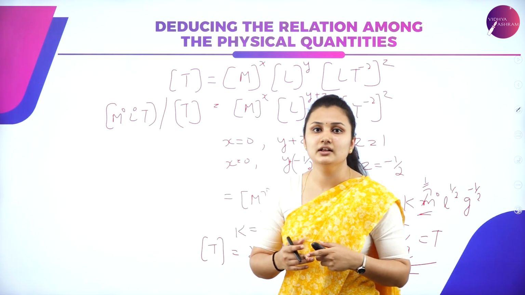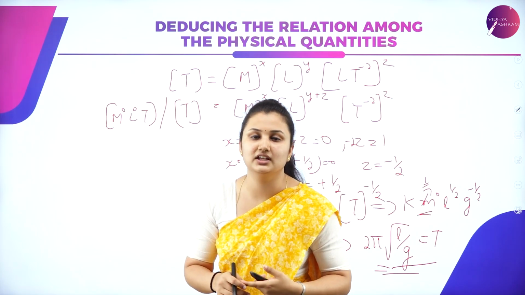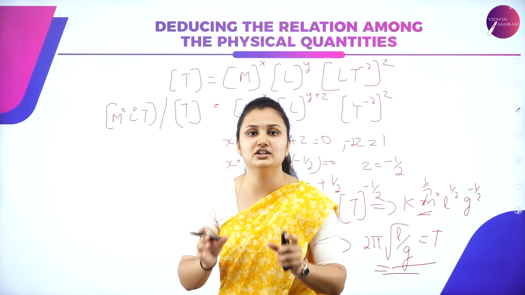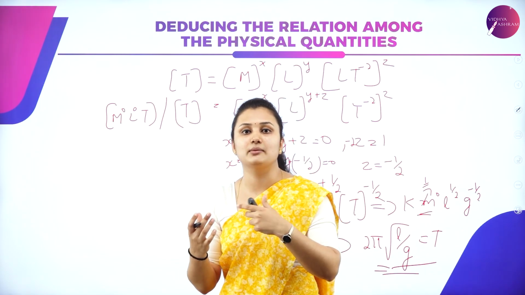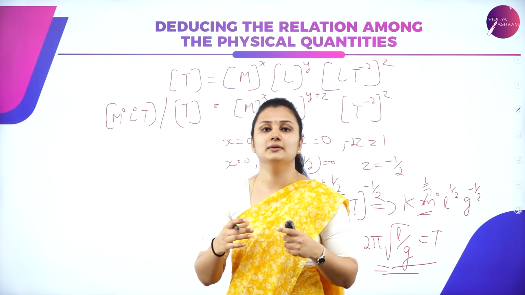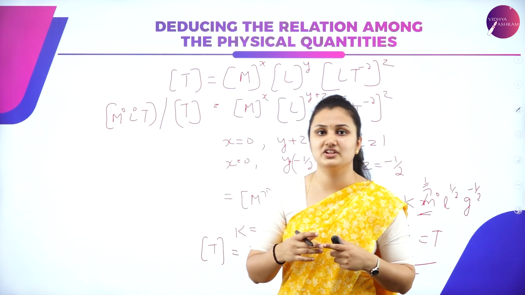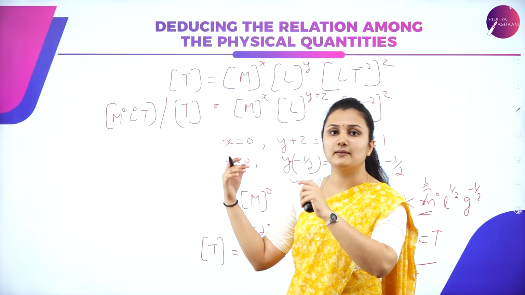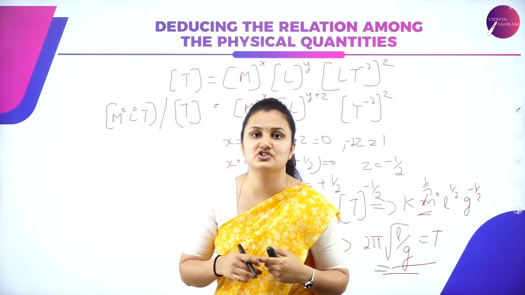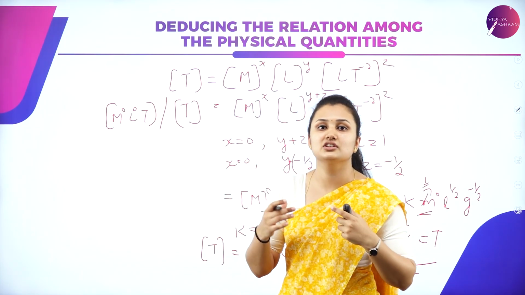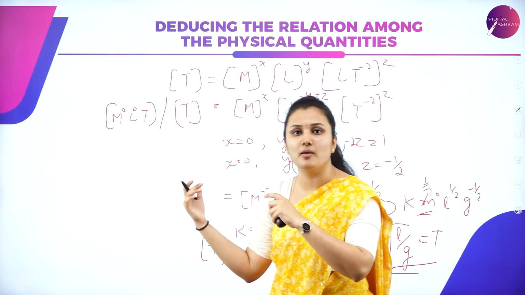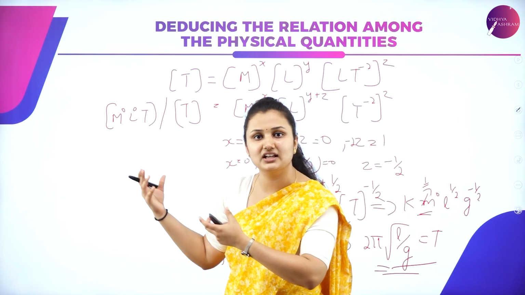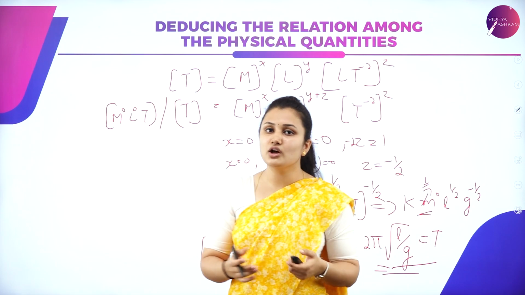Next we studied the principle of homogeneity and uses of dimensional analysis. We took a few equations and saw whether they are dimensionally correct or not. Similarly, we went through the defects of dimensional analysis, that is, the disadvantages. Then we came to one of the uses of dimensional analysis, which is to deduce a relation using physical quantities. We took a problem and deduced the relation for time period of oscillation using the physical quantities given in the question. That's all for today's session.